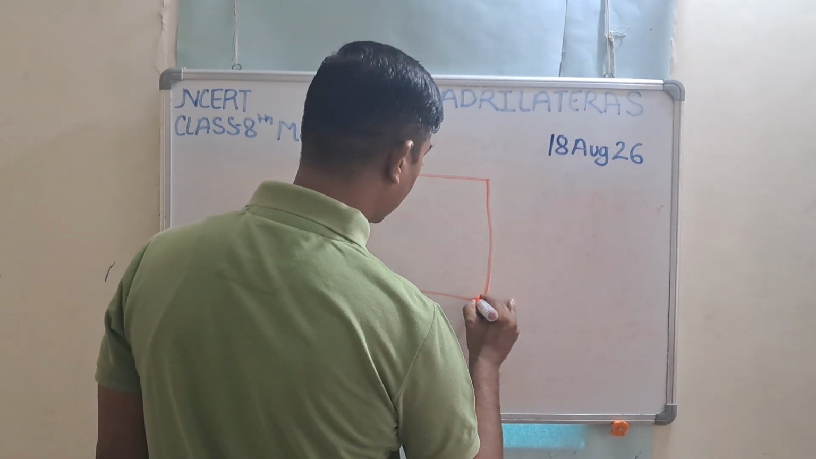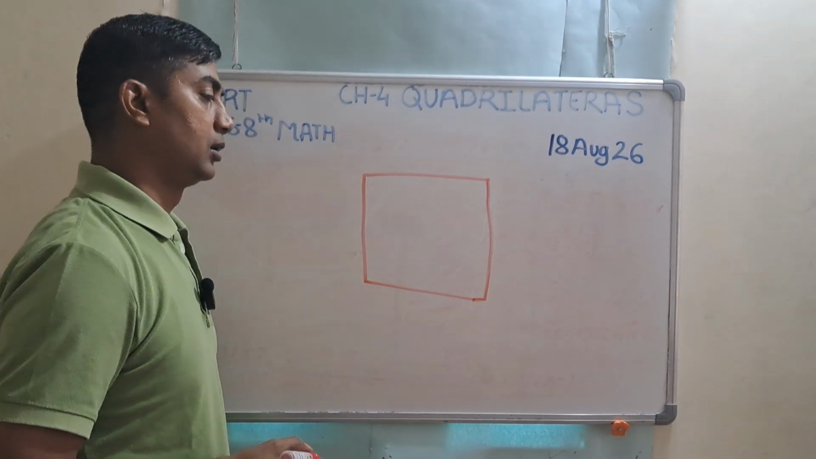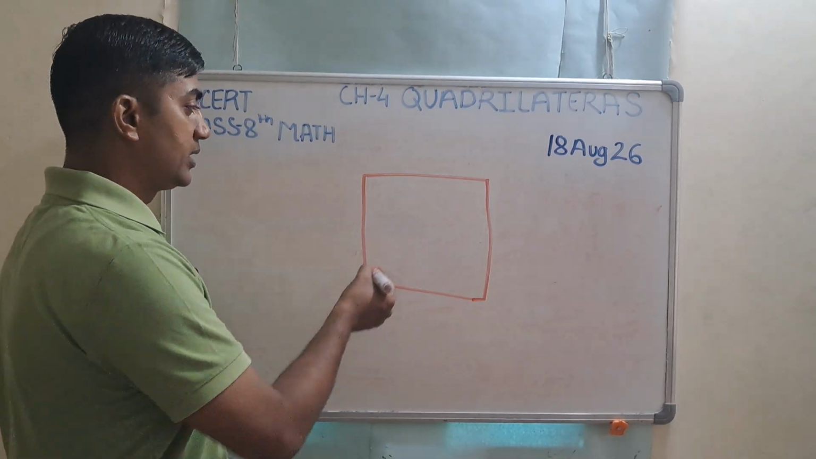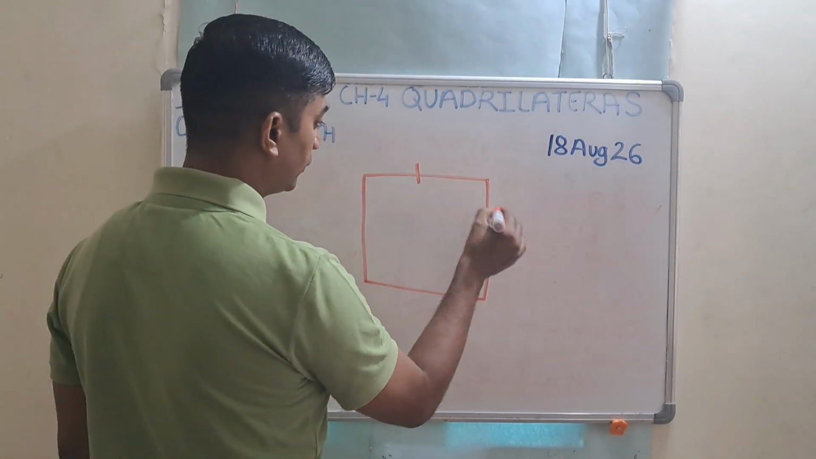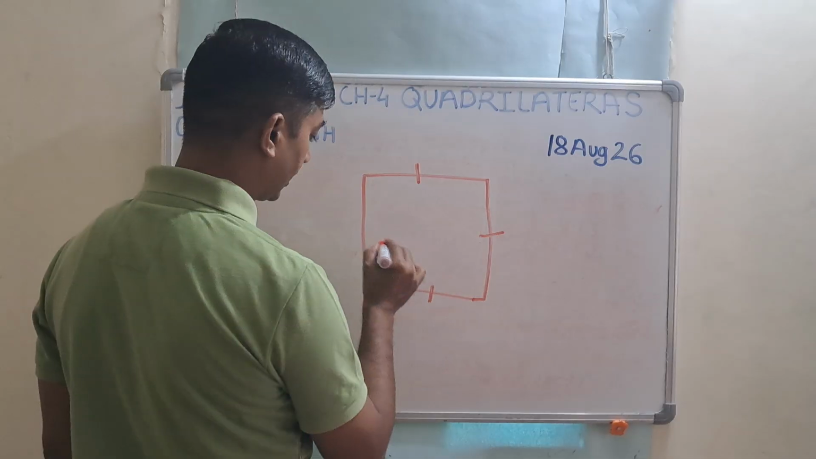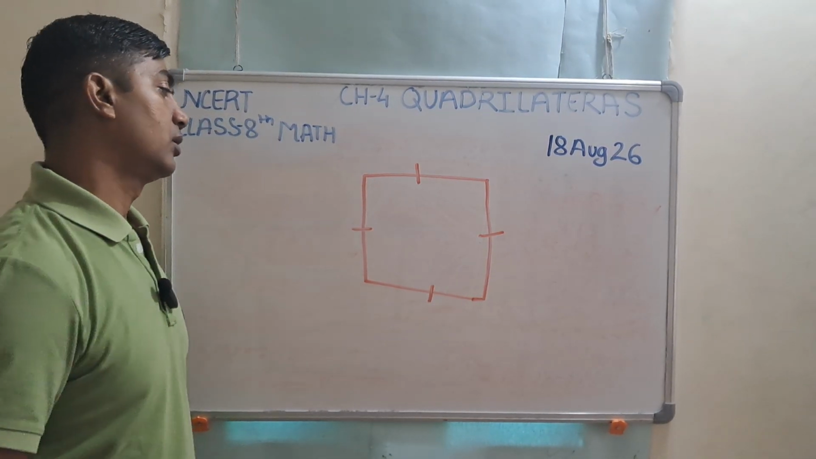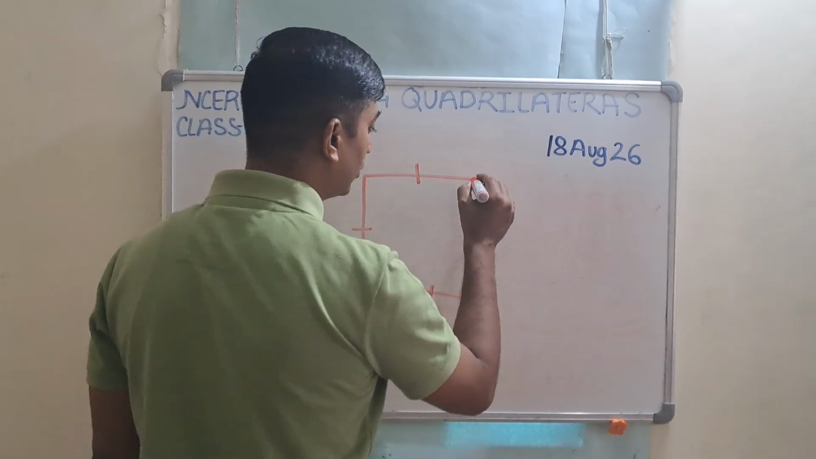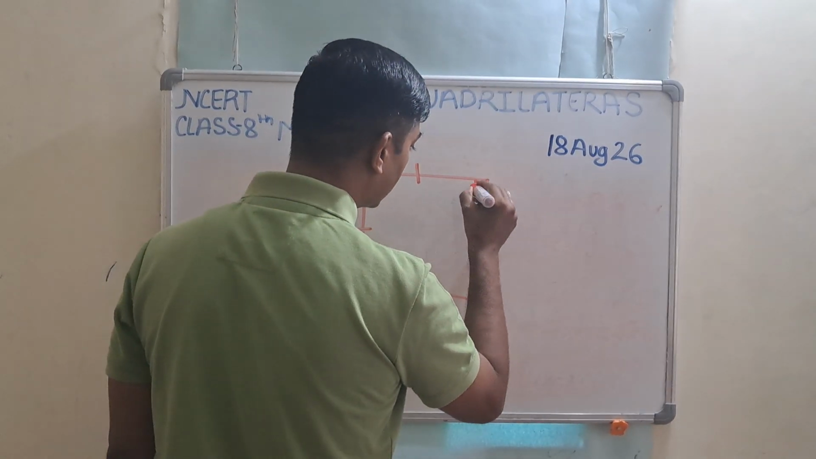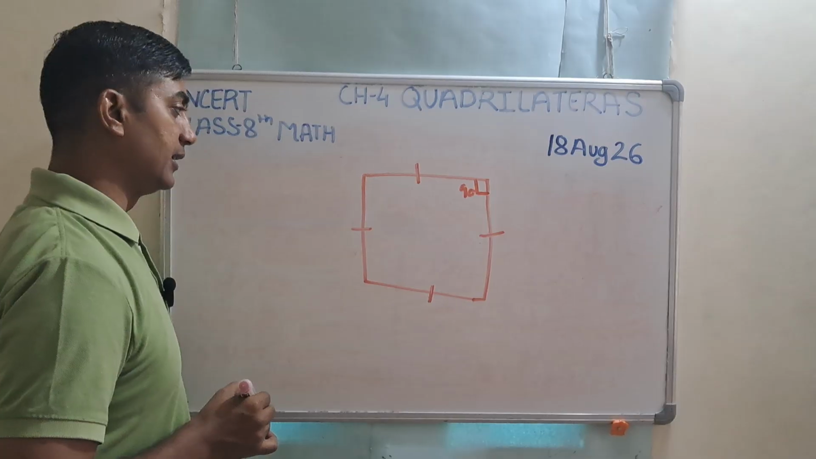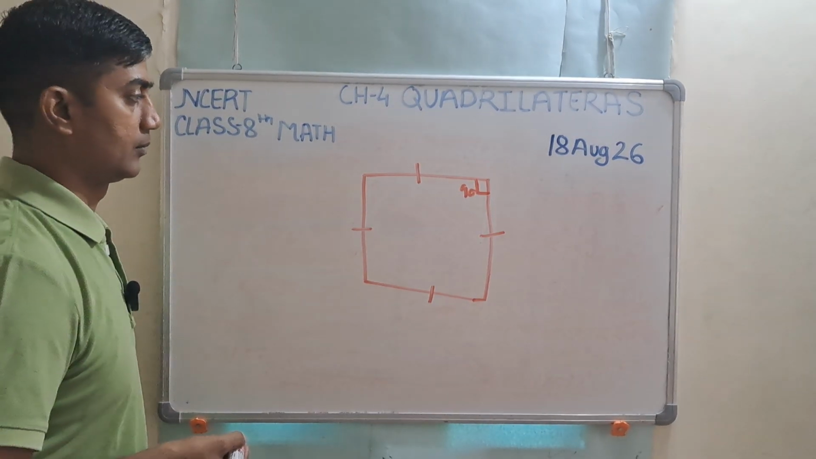You have drawn a quadrilateral in which all sides are equal, meaning four equal sides. This is the symbol for equal sides. Now see what they are saying: one angle is 90 degrees, and all sides are equal.